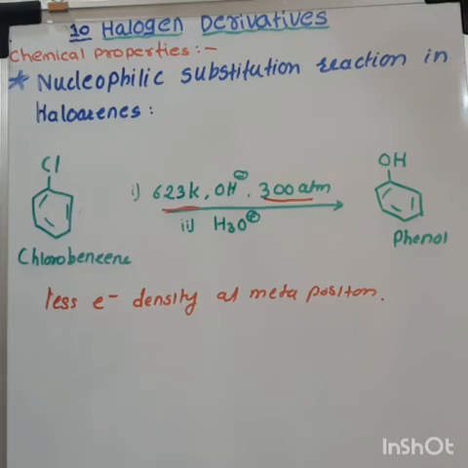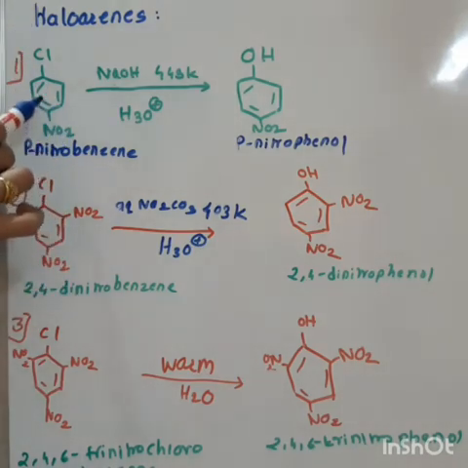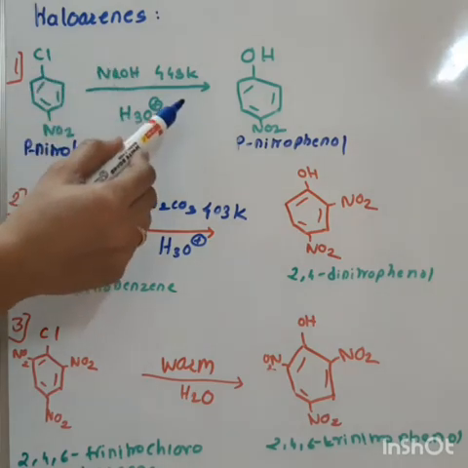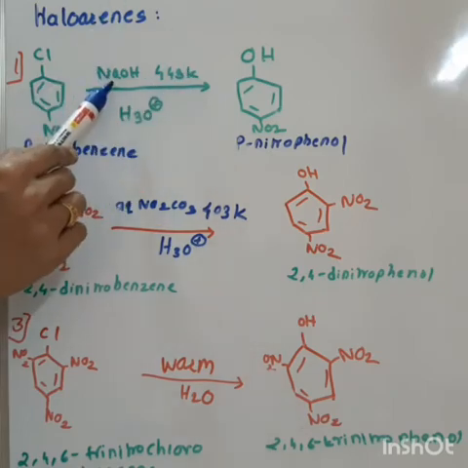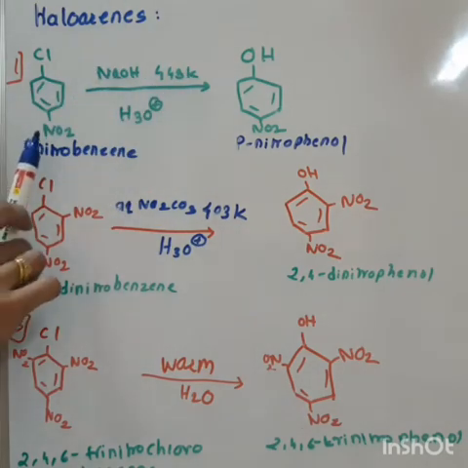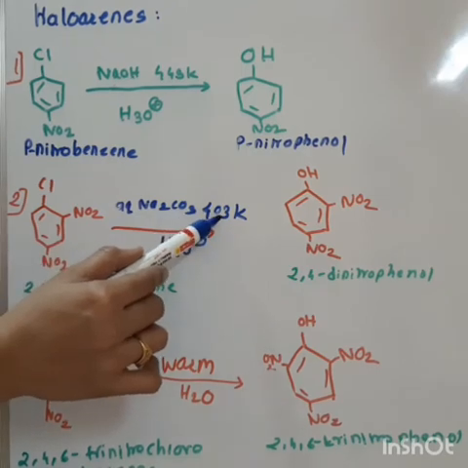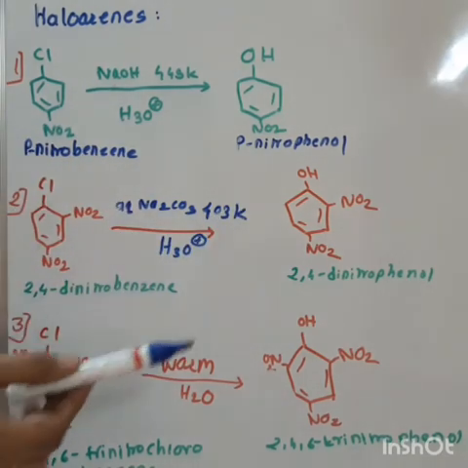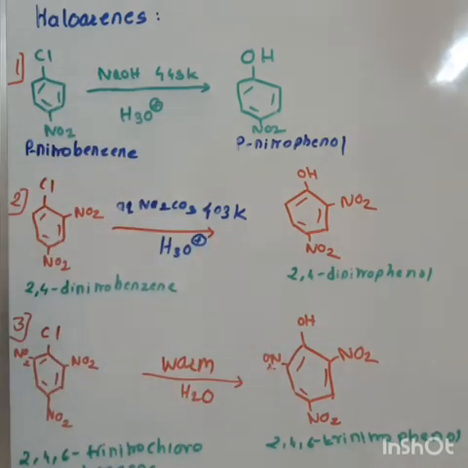Let's see the reaction conditions on attachment of electron withdrawing groups like NO2. When one nitro group is introduced to chlorobenzene, the reaction will be faster, but the temperature required is 443 Kelvin and a strong base like NaOH is required. Then para-nitrochlorobenzene is converted to para-nitrophenol. After introducing two nitro groups at para and ortho positions, aqueous Na2CO3 and temperature 443 Kelvin is required. Then 2,4-dinitrochlorobenzene is converted to 2,4-dinitrophenol.